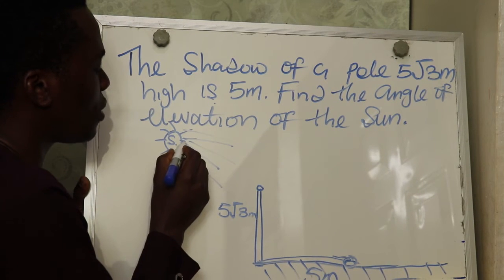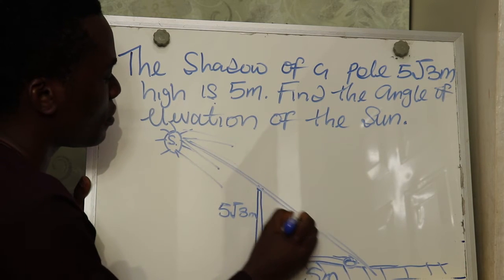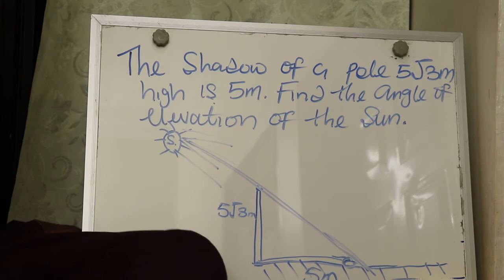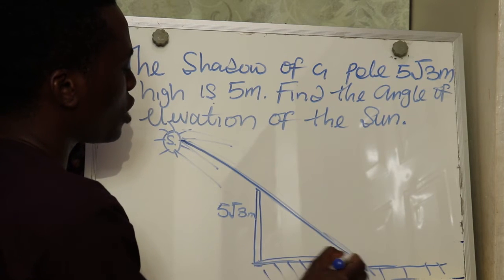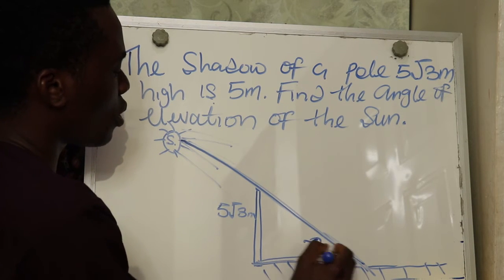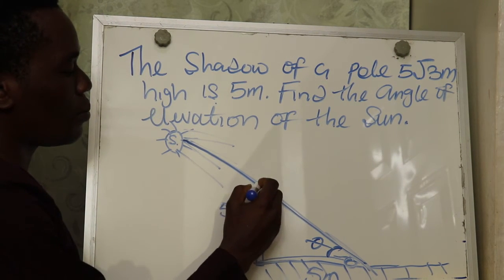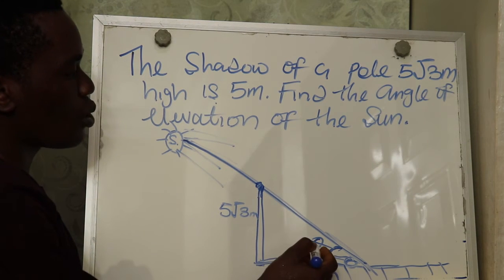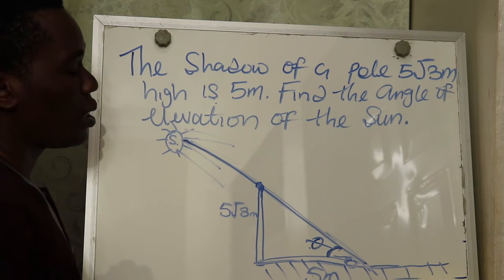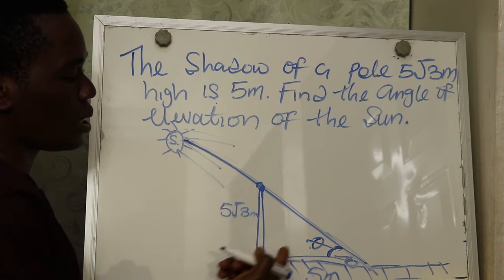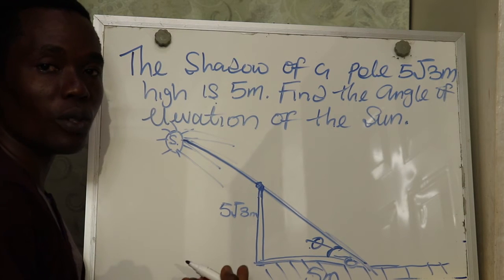Now if we look at the sun from here, the angle goes this way. So this is the angle we are asked to look for, and we take that angle to be theta. We are asked to look for the angle of elevation of the sun, that is theta. Now if we want to solve this, note that the solution goes with trigonometry.